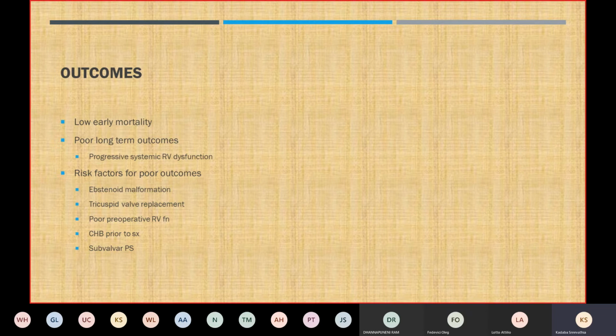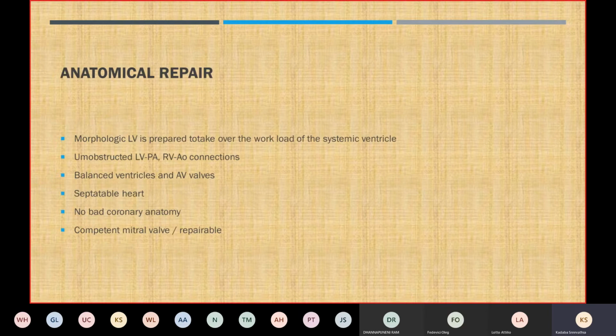What are the risk factors that determine poor outcomes of physiological repair? The presence of an Ebstein-like malformation in the tricuspid valve. If you have to do a tricuspid valve replacement in the first go, the right ventricular function is already poor in the preoperative condition. There's already a complete heart block in these patients, or the subvalvular PS is quite significant, then the outcomes are poor in a physiological repair.